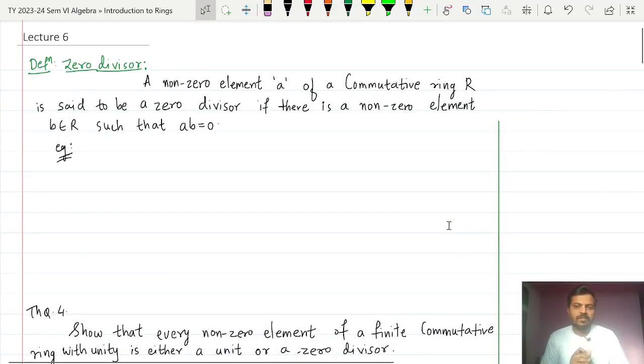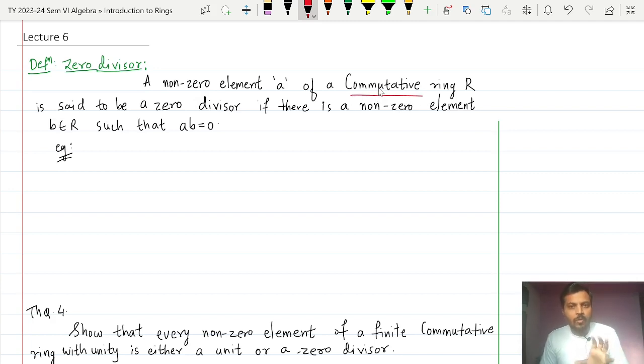Hello dear students, in today's class we are going to see a new concept that is nothing but a zero divisor. Now a non-zero element A is said to be a zero divisor. Remember, this definition holds in a commutative ring R. If we are having a non-commutative ring, the definition is slightly different.